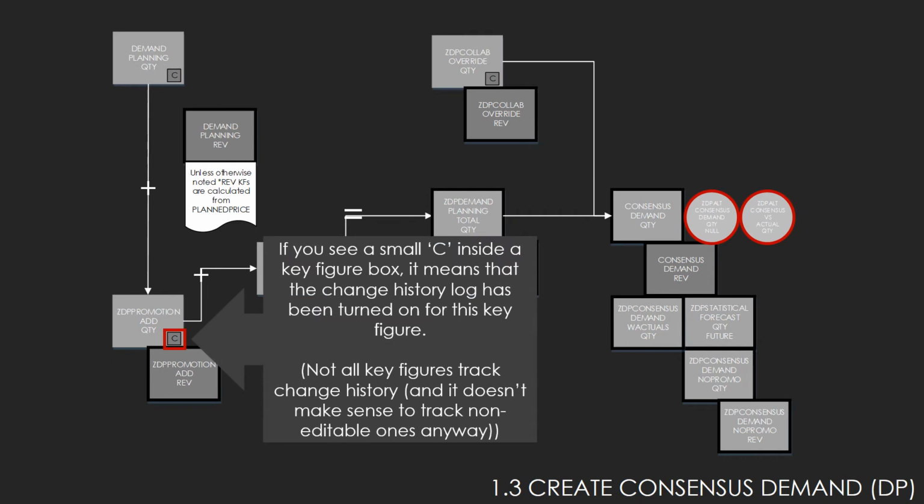If you see a small c inside a key figure box, it means that the change history log has been turned on for this key figure. Not all key figures track change history, and it doesn't make sense to track non-editable ones anyway.